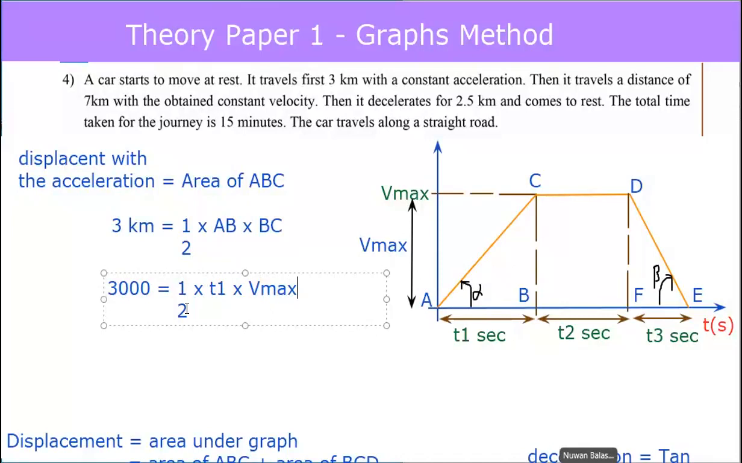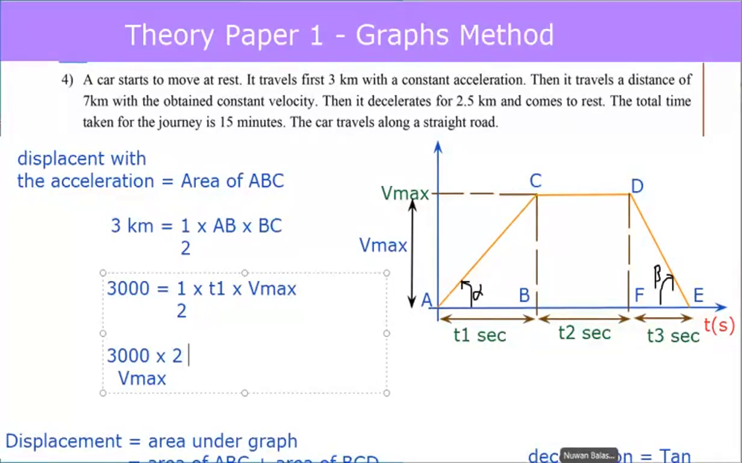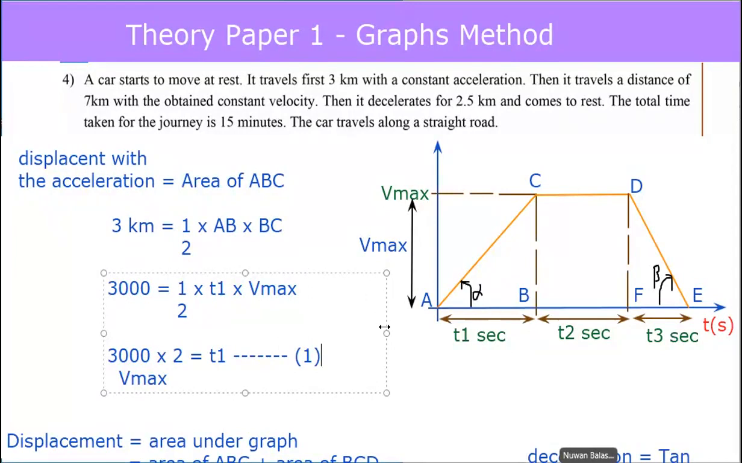So the method is just take this 2 to this side. So it will be 3,000 times 2, and take Vmax also to the other side. So division 2 goes as multiplication, multiplication Vmax goes as division. So 3,000 into 2 divided by Vmax equals T1. Am I right there? Who got this expression? And mark it as equation number 1. Lamai, who got this expression, please raise your hand in Zoom chat if you got this expression.